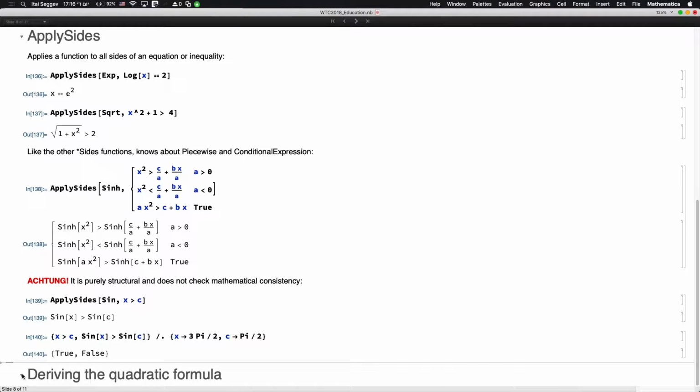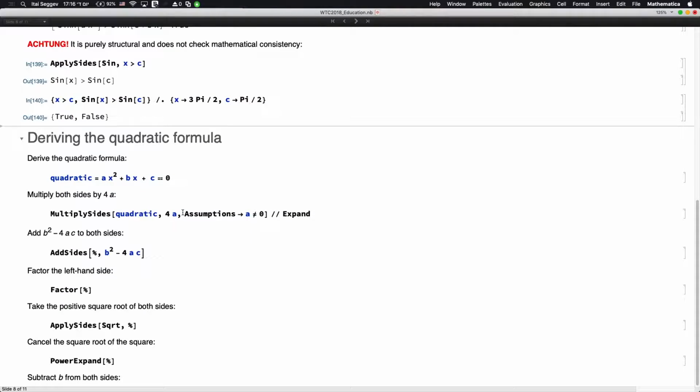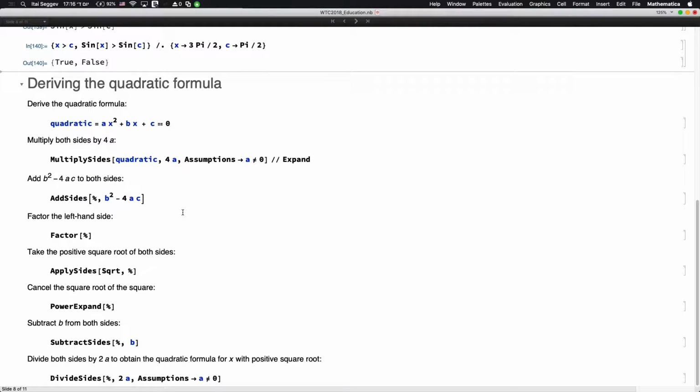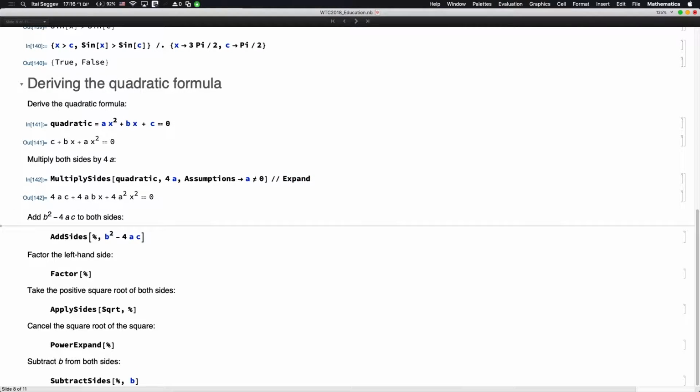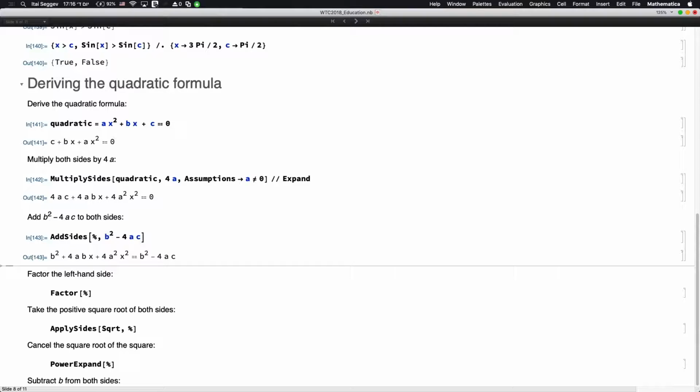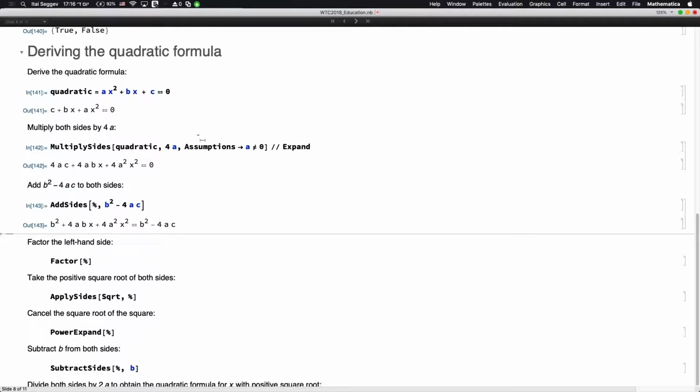So one example, which I blatantly stole from the documentation, but it's okay because I wrote the documentation, is deriving the quadratic formula using these new functions. So you start out with a quadratic equation. You multiply both sides by 4a. You add b squared minus 4ac to both sides.